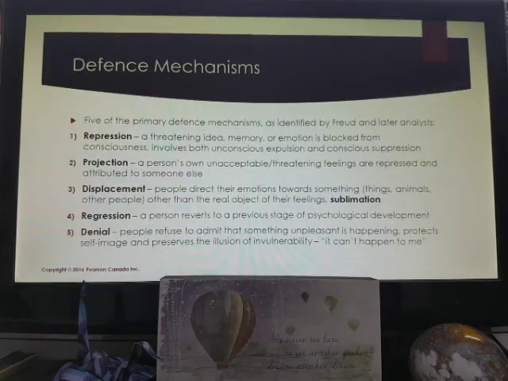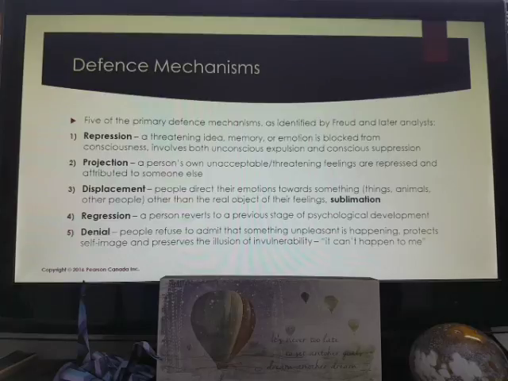So here are five of the primary defense mechanisms, as identified by Freud and later analysts. The first is repression, which is when a threatening idea, memory, or emotion is blocked from consciousness. It involves both the unconscious expulsion and conscious suppression. Now, this is the way Freud meant it, involving both the unconscious expulsion of disturbing material as well as conscious suppression of this type of material, but modern analysts tend to think of it as only unconscious. So this is Freud's original definition as listed in your PowerPoint here.